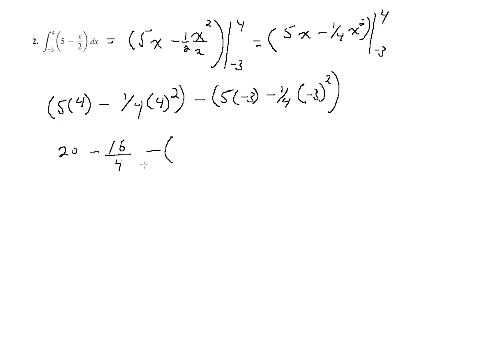So then that's going to be minus, and it'll become clear what I'm talking about in a second. Minus parentheses 5 times -3 is -15. Minus 1/4 times -3 squared. -3 squared is +9 times -1/4 is -9/4. So now if I distribute that -1, I get -20 minus 16/4. Negative times a negative is a positive 15. Negative times a negative is a positive 9/4.